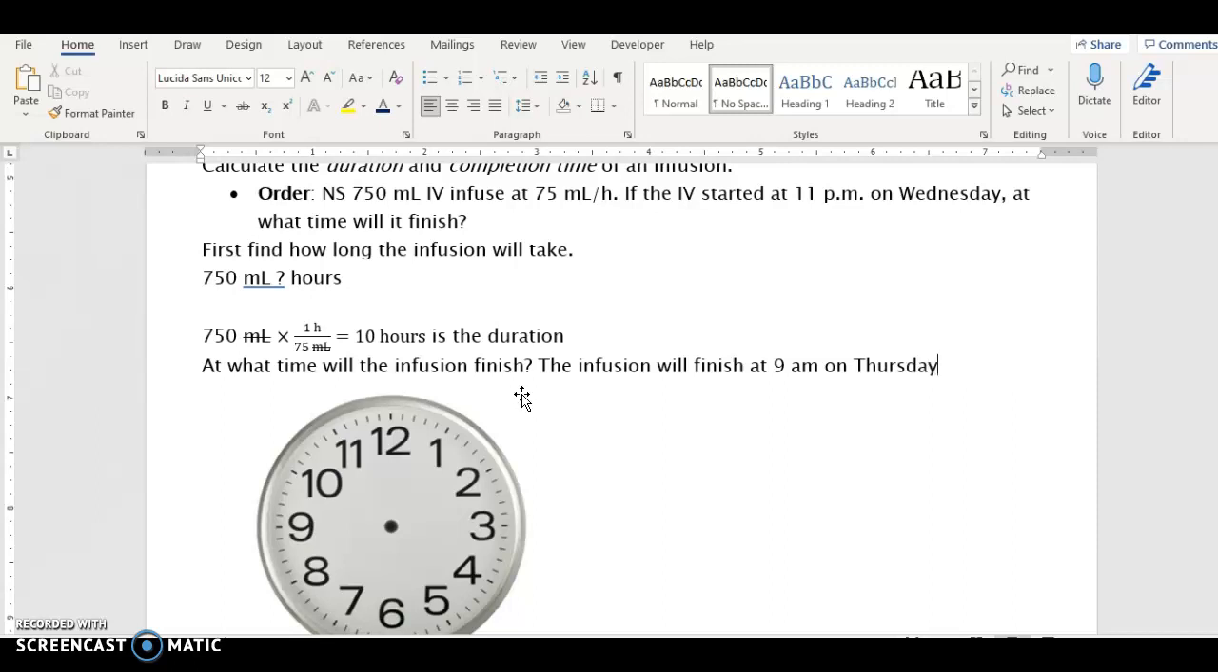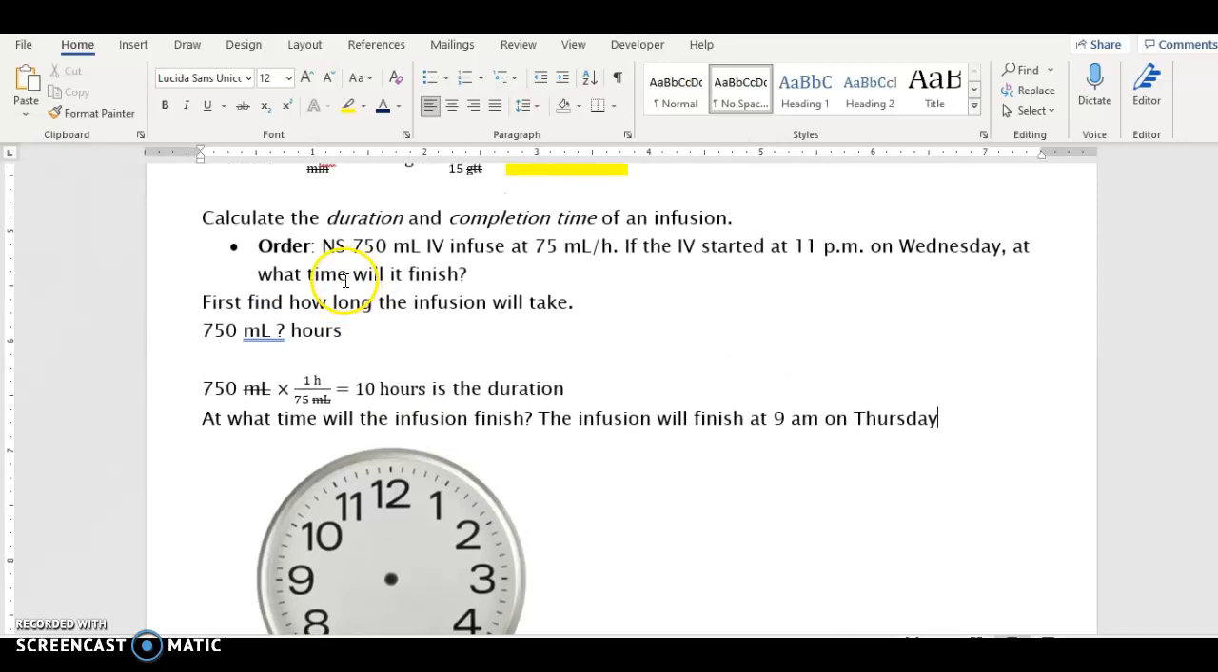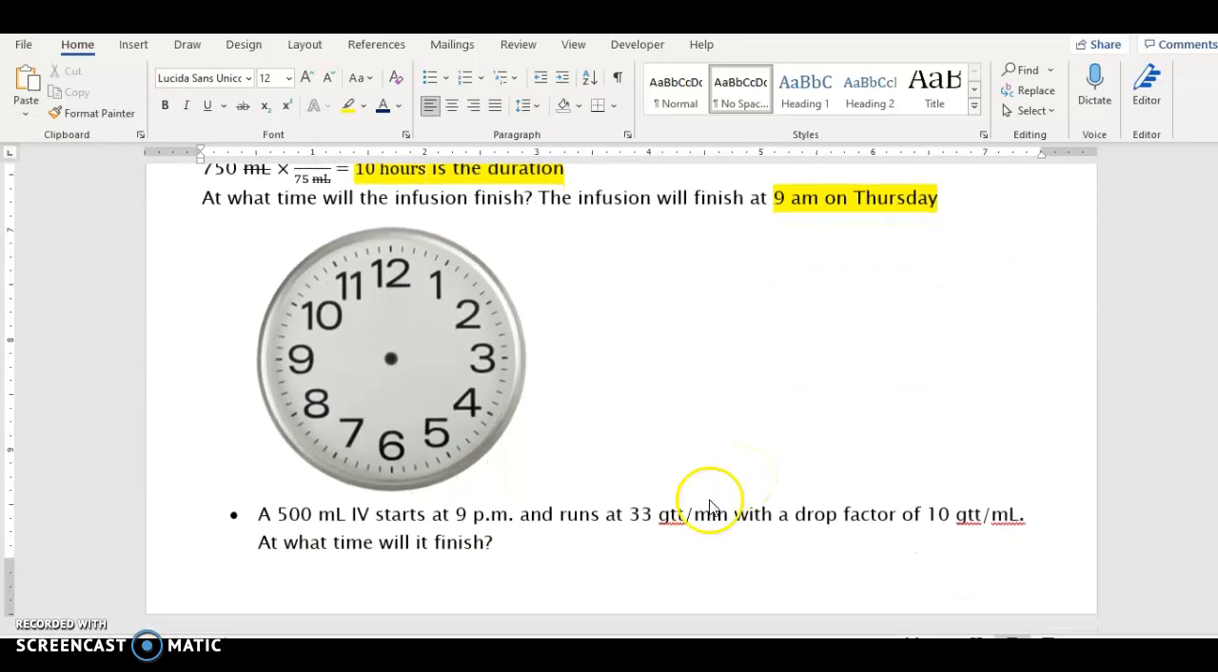Okay, so that completes the first example on the topic of calculating the duration and completion time of an infusion. The next example says a 500 milliliter IV starts at 9 p.m. and runs at 33 drops a minute with a drop factor of 10 drops per milliliter. The question is, at what time will it finish?